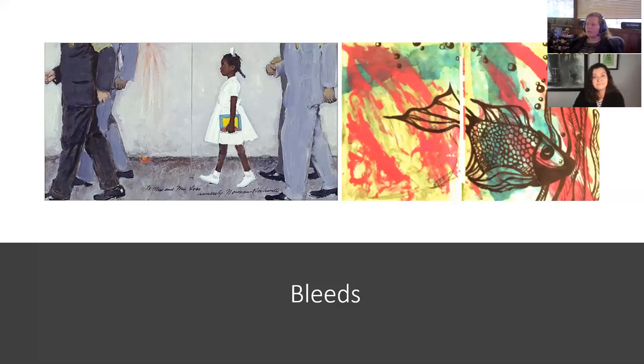Points for anybody who can name the image on the left. I pulled this one because this is actually what was printed in a magazine, which is not the full image, which is also very interesting. Ruby Bridges, yes. Painted by Norman Rockwell, right? Yep. Oh, look, there's his name right there.